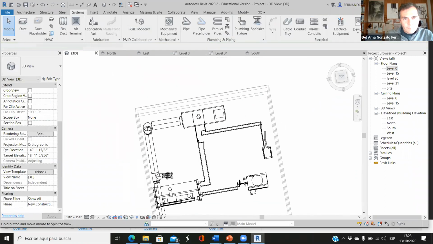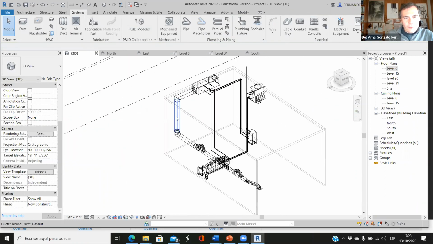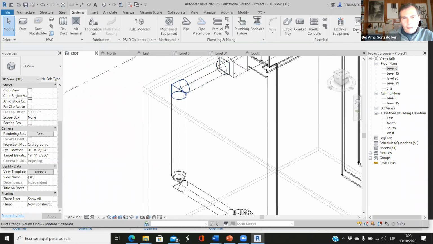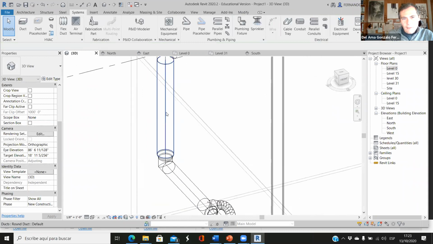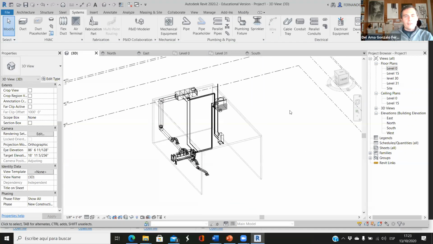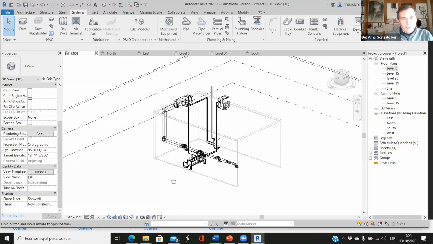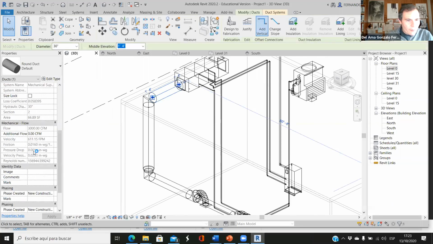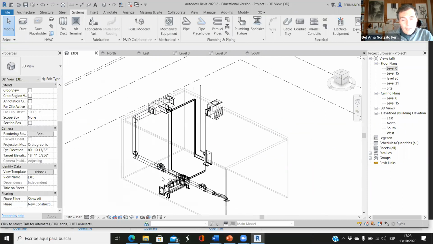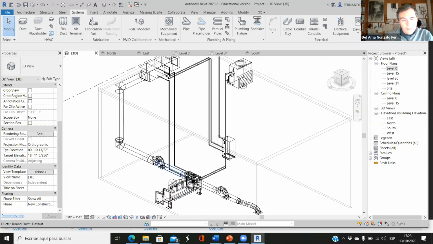Perfect, I like it. Okay, so now we have connected this automatically. Well, this is not the best elbow we can have, but anyway, for this exercise it's good enough. And what is the airflow here? The airflow is 3000 and the velocity is 600. Is 600 within the limit? Yes, it is within the limit, but we need to copy this first.